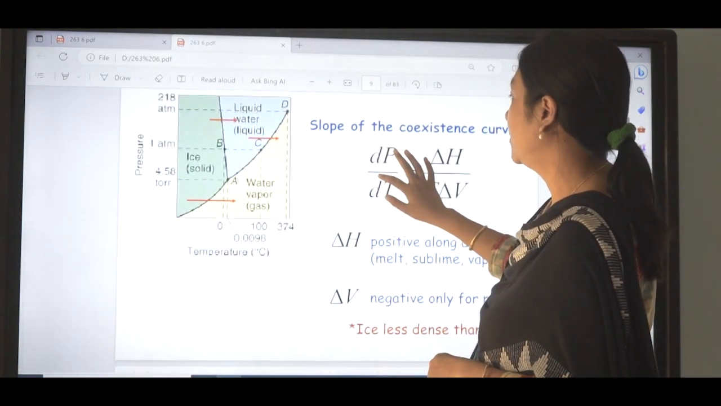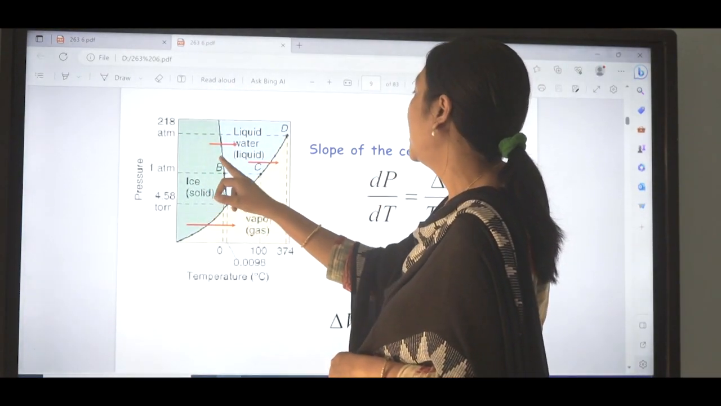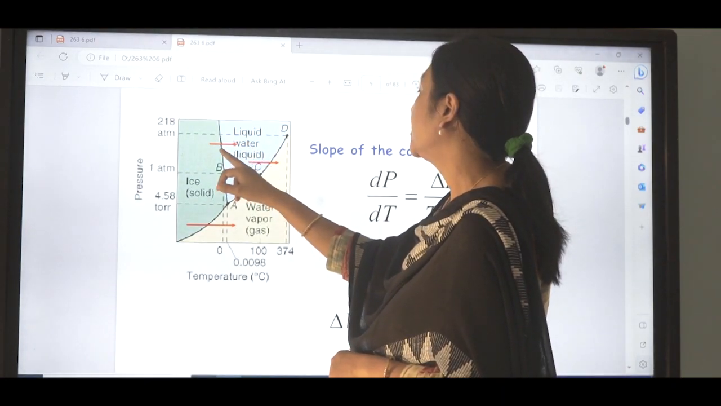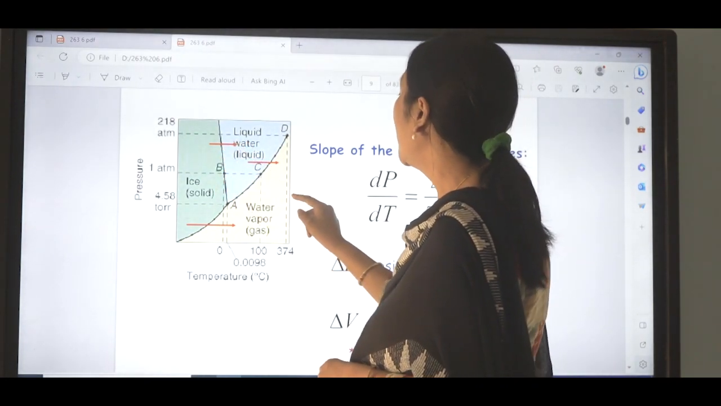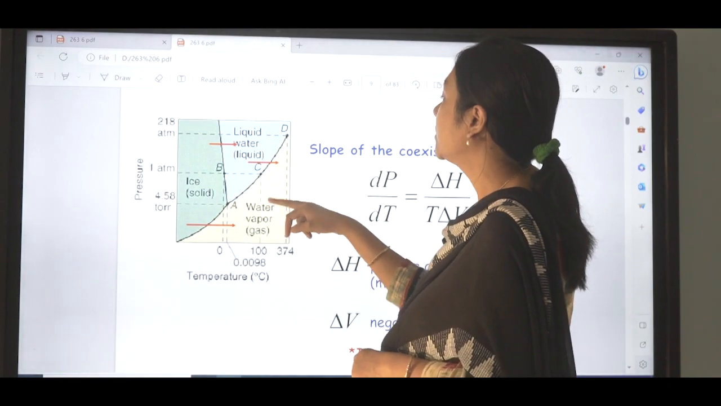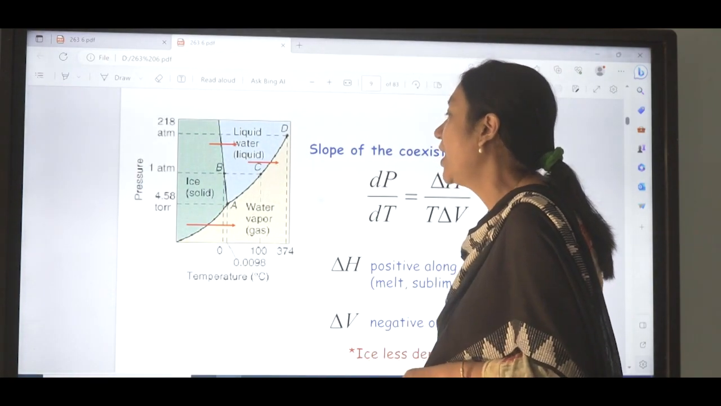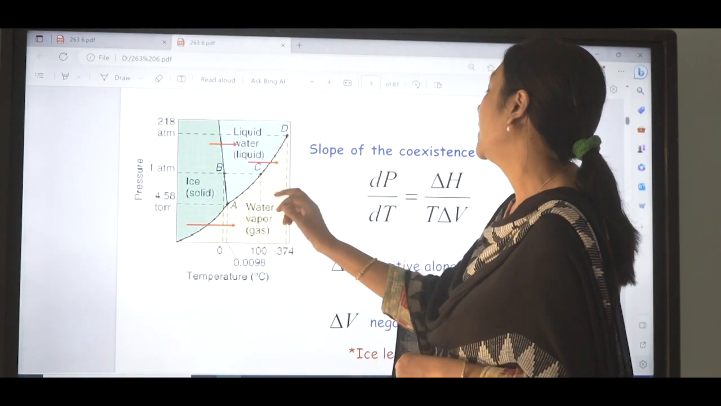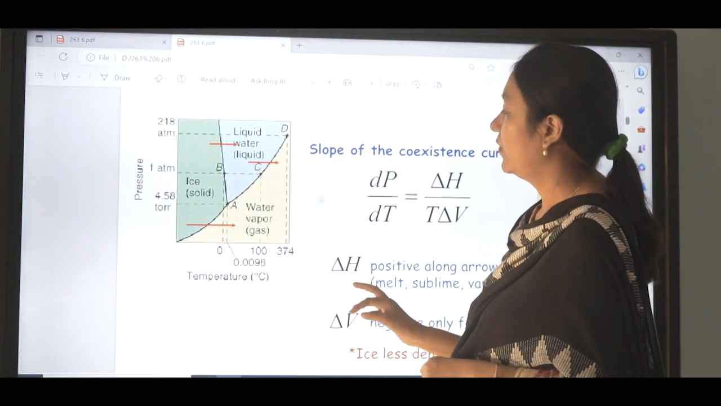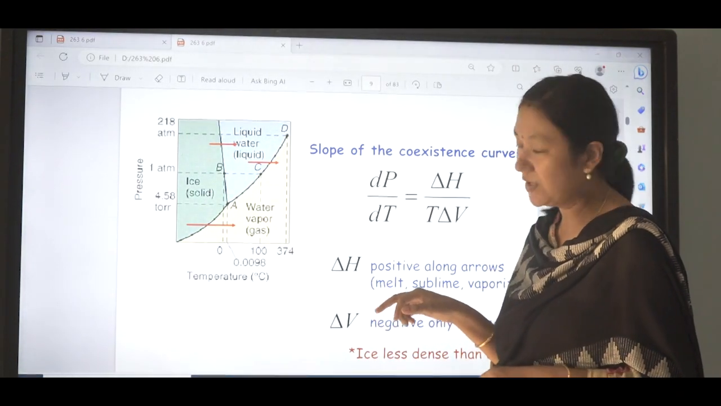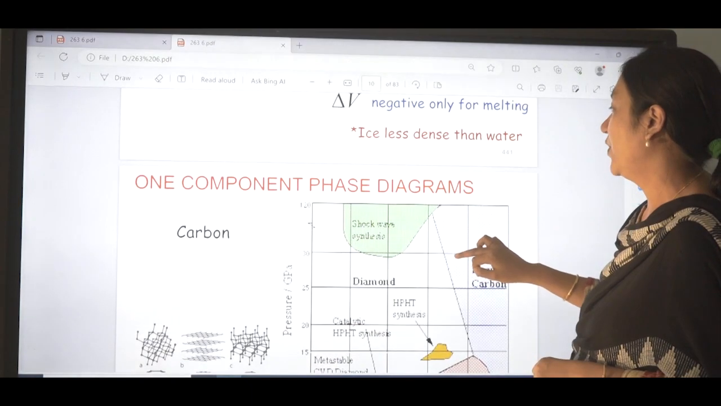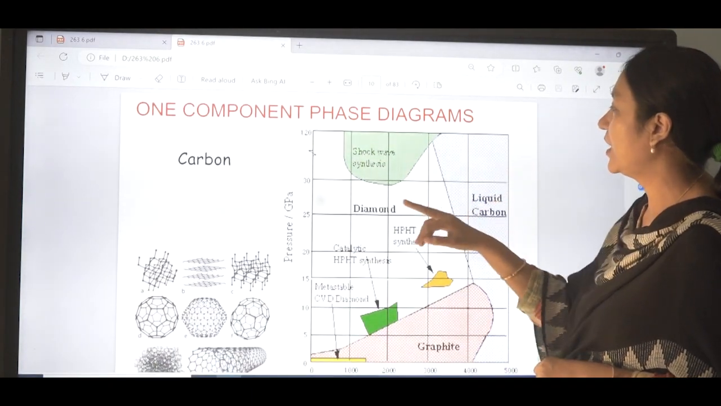As you can see here also, this is the ice to liquid, called the melting curve. From vapor to liquid, it is called the vaporization curve, and from ice to water vapor, we will call it the sublimation curve. One component system can be seen in case of carbon also.